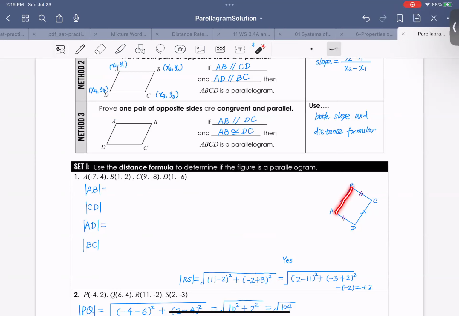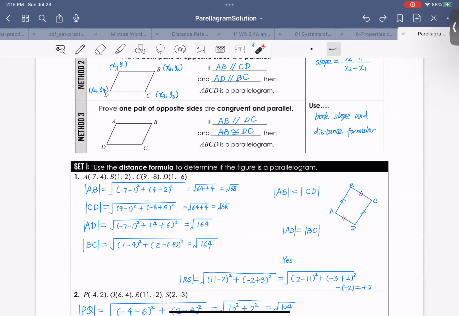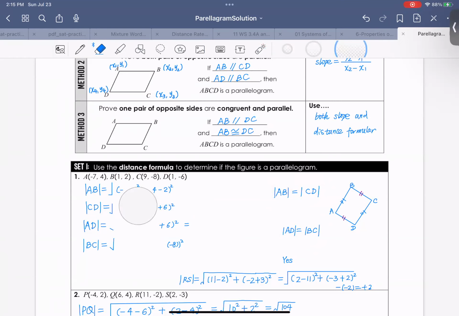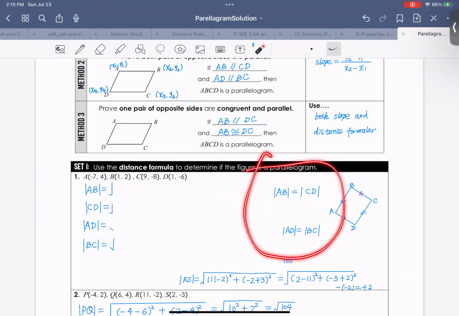Do AB first, calculate it based on the formula, and then do the CD, and do the AD, and then do the BC. Calculate the value by using the formula, okay? Do the square difference, plus square difference, then do the square root, to check if the opposite sides are equal. Go ahead, do this by yourself.